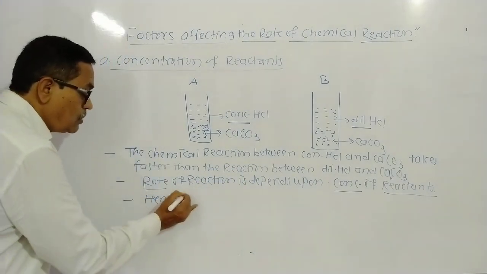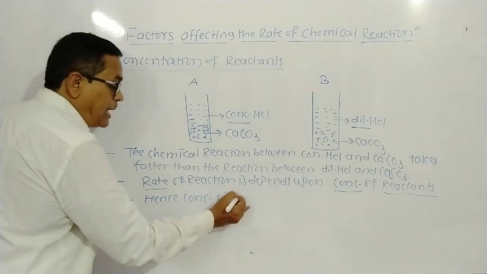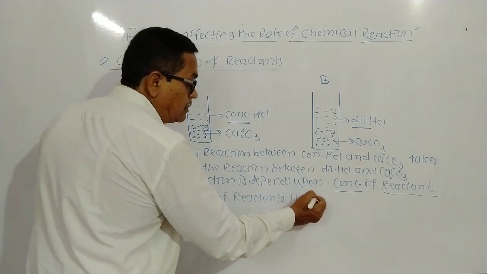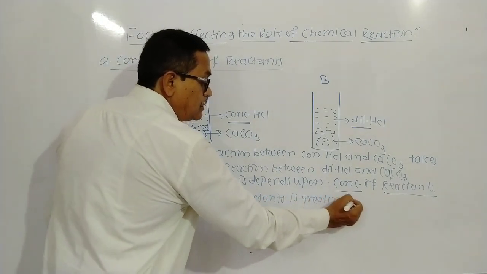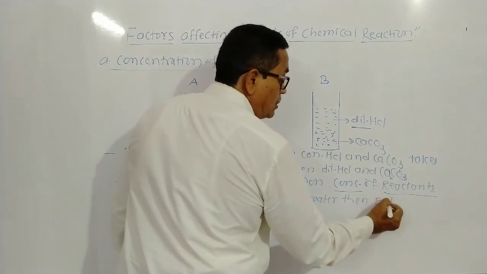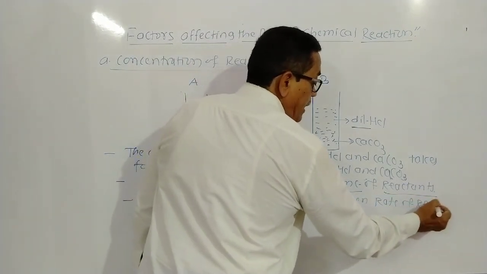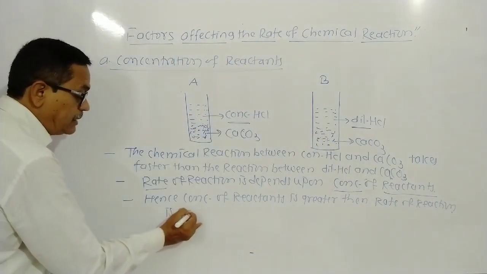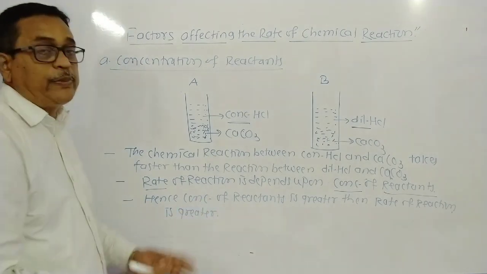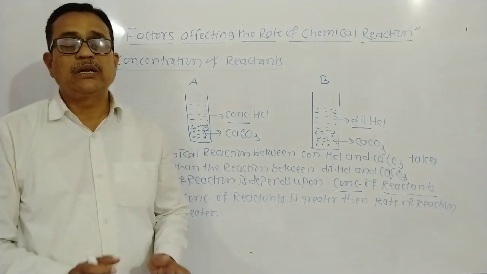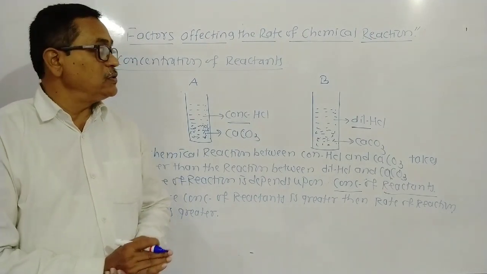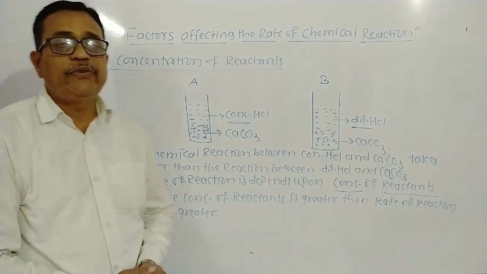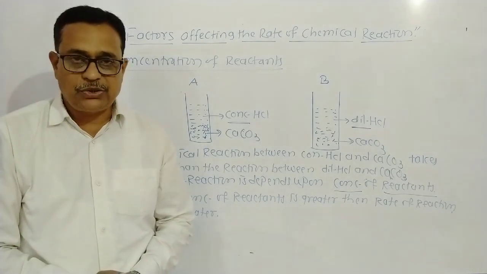Hence, if the concentration of reactants is greater, then the rate of reaction is greater. Means the rate or speed of reaction depends upon the concentration of reactant. In this way, there is one important factor, that is concentration of reactant, which affects the speed of reaction or rate of reaction.